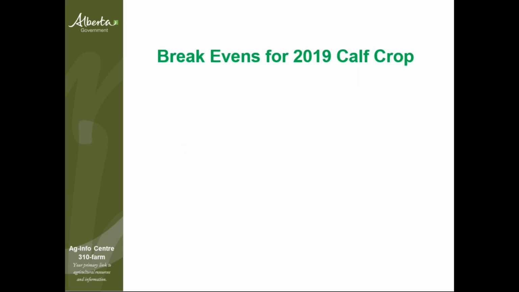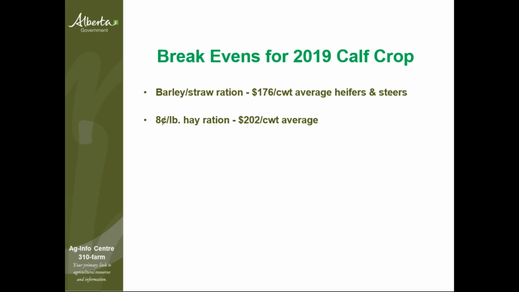When I ran some of those numbers through break-evens for the 2019 calf crop, for the barley straw ration, the break-even calf price averaging both heifers and steers, of course, there's usually about a 10 to 20% difference between heifers and steers, came out to about $176 a hundredweight, which I think is pretty good if that's the break-even price. With the 8-cent a pound hay ration, the break-even was $202 a hundredweight, and I think that's doable this year. And once we get into Jason's presentation, we'll see if that's the issue. I think he's going to give us some firmer numbers in terms of that.